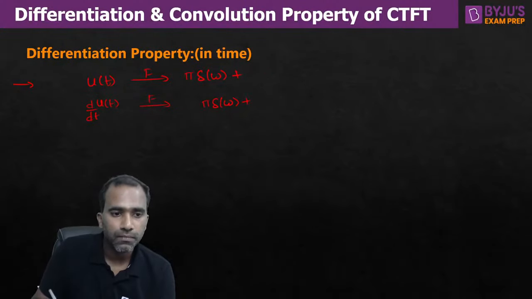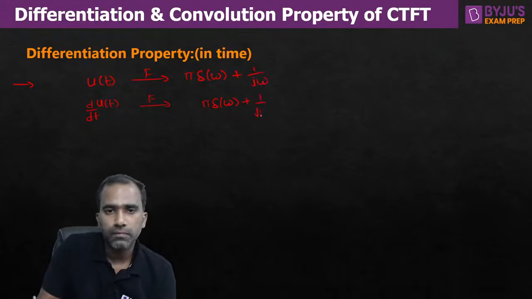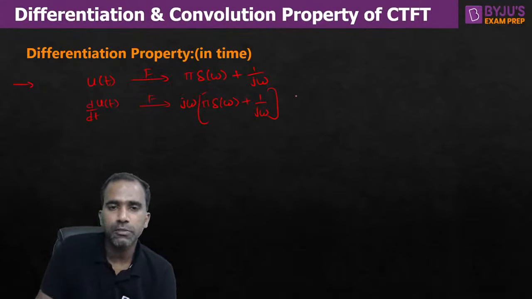My mistake. The Fourier transform is pi into del of omega plus 1 by j omega, multiplied with j omega because of the differentiation property. Differentiation in time, what happens in frequency domain? Multiplication with j omega. So what is the result? j omega multiplied with pi into del of omega, plus j omega into 1 by j omega is 1.